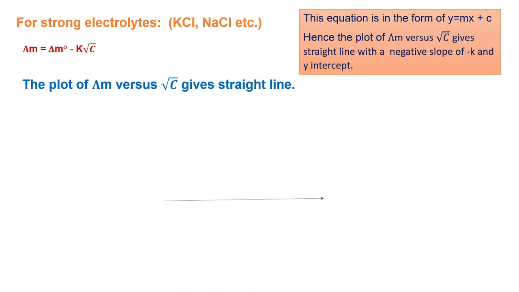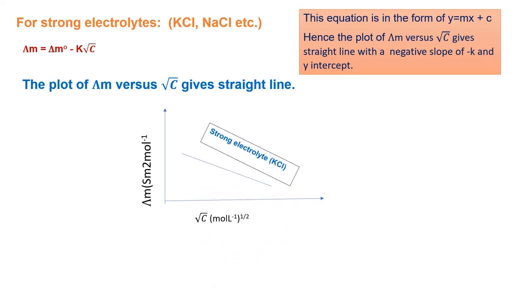In the x-axis, the concentration term is taken, and in the y-axis, lambda m is taken. So in the x-axis, root C in mole inverse 1, and in the y-axis, lambda m, the unit of lambda m is Siemens meter square mole inverse. For a strong electrolyte, the graph is in the form of a straight line, and for a weak electrolyte, it is in the form of a parabola. That is, a curved line is obtained. So this is the graphical representation of the Kohlrausch law.